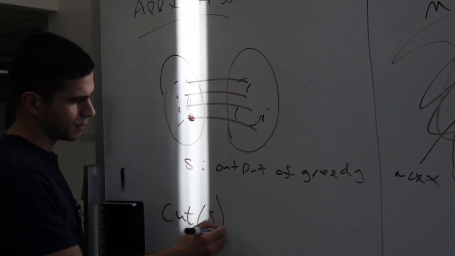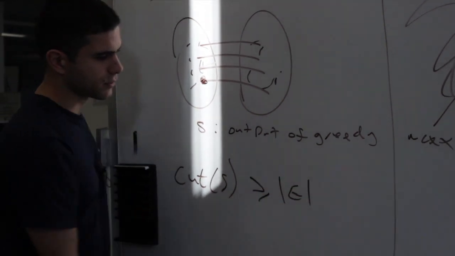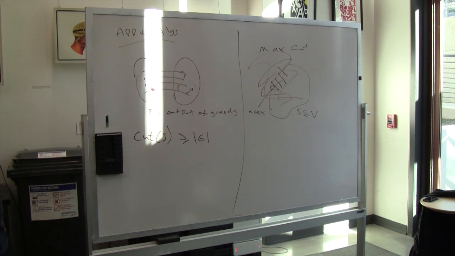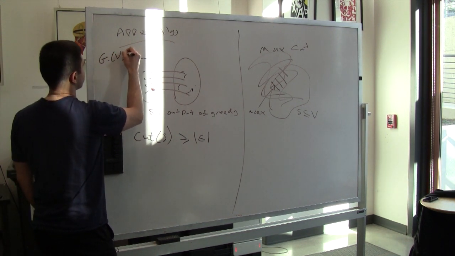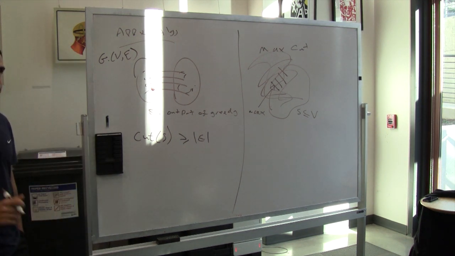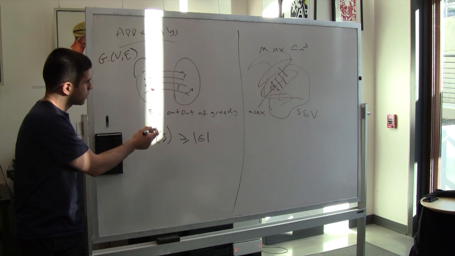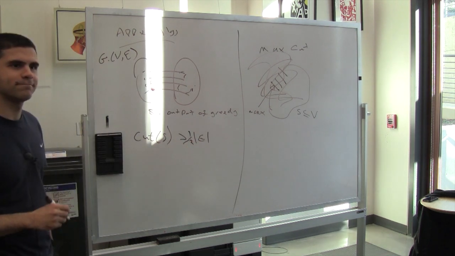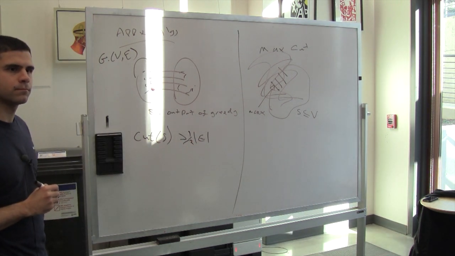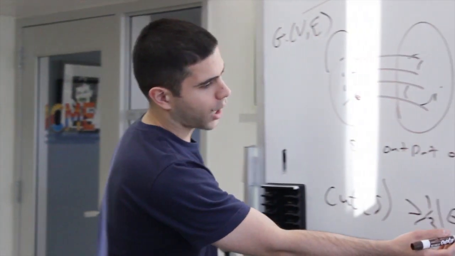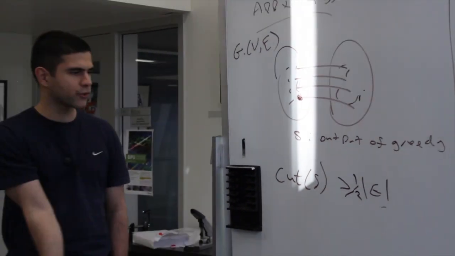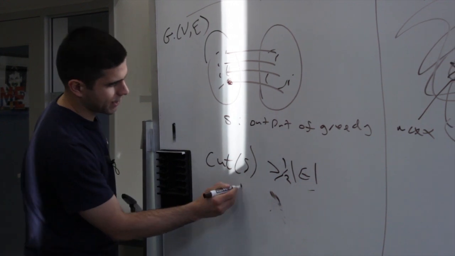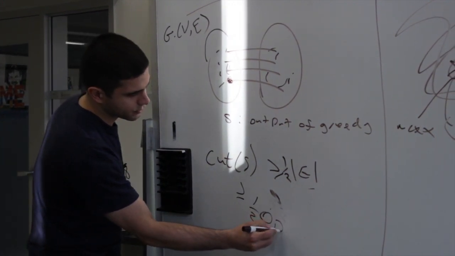the cut size of S is at least half the number of edges. So this is G, a graph with vertices V and edges E, undirected, unweighted. So then, why does this give us a handle on the optimal value? Right. The optimal value can't possibly be any bigger than the number of edges. So you also have that this guy is greater than or equal to half of opt.